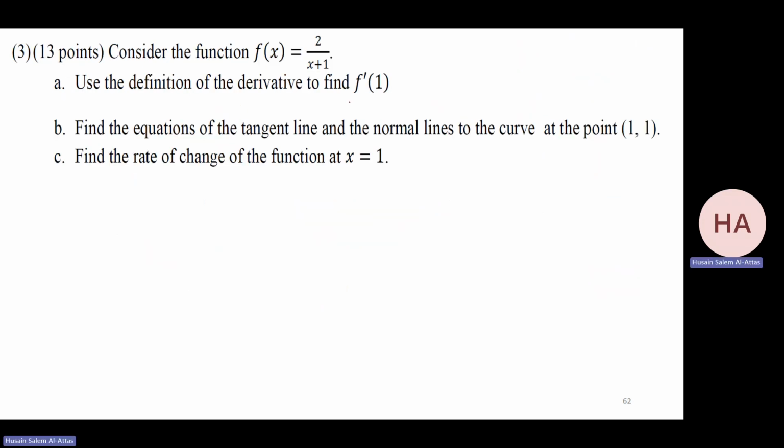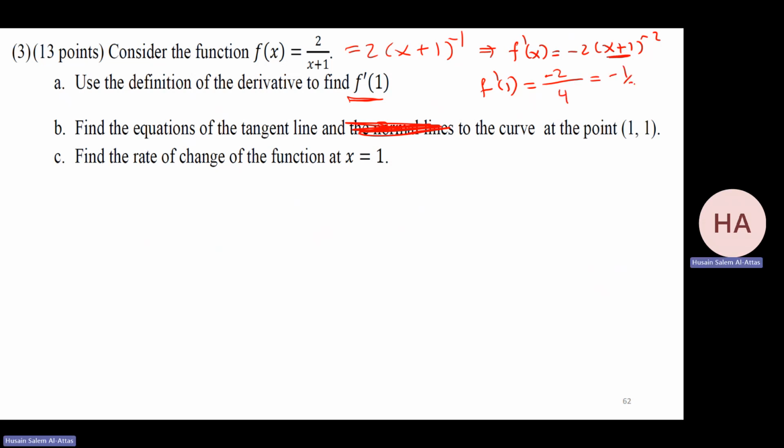Use the definition to find f prime at 1. Normal line, we say, we don't need the normal line. Okay. So I have this (2 over x plus 1) to the power minus 1. I know the derivative. It's minus 2 (x plus 1) to the power minus 2, since this is linear and the coefficient of x is 1. So f prime at 1 will be what? Will be minus 2 over (1 plus 1) squared, over 4, minus half.